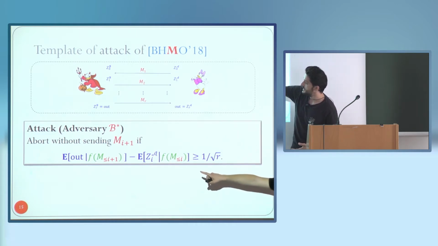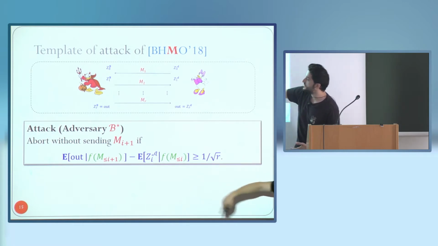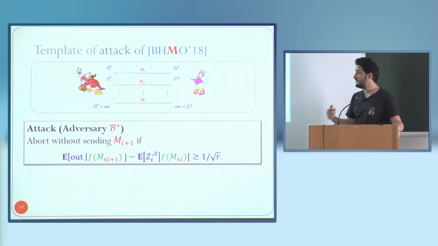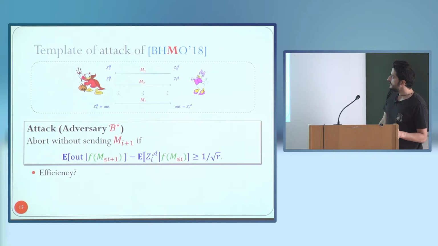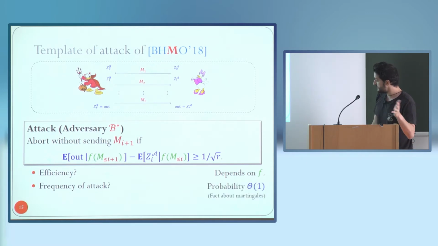So again, the adversary is trying to detect the gap between two expectations where the conditioning is some efficient function of the transcript. So let's try and analyze this new attack. Is this thing going to be efficient? Well, it depends on f, obviously, because if f is the identity function, then it's not going to be efficient, because it's just the previous attack all over again. What about the frequency of the attack? For the same reason as before, it is going to be triggered with constant probability.